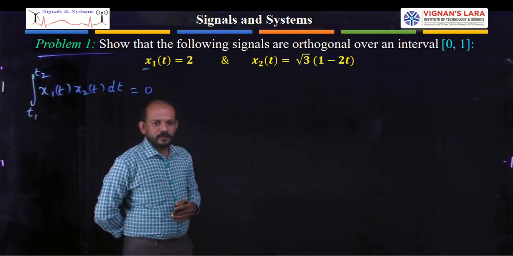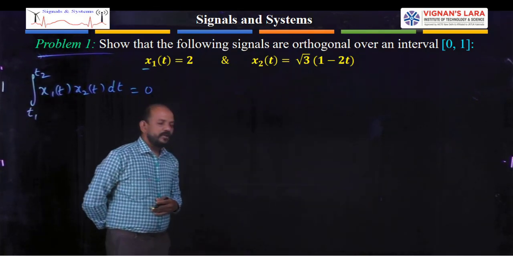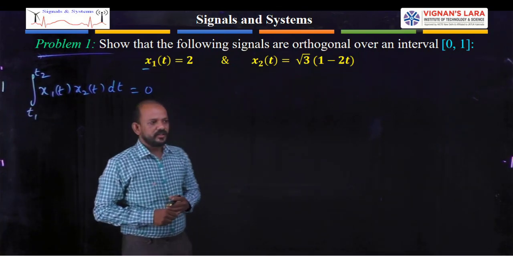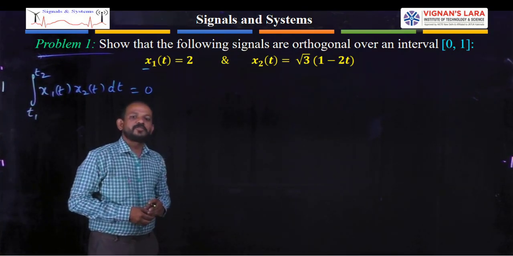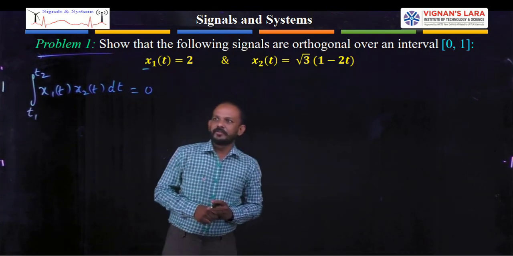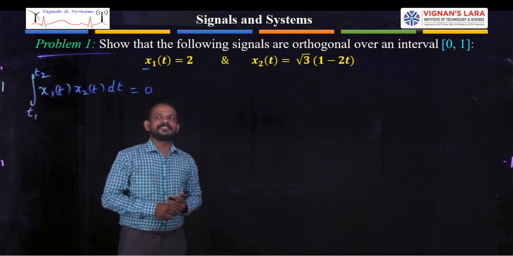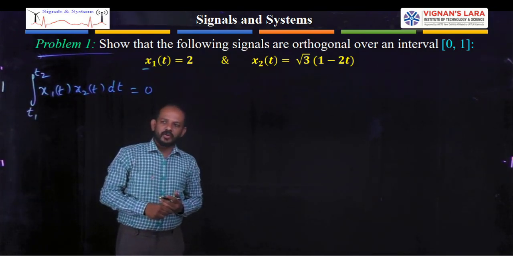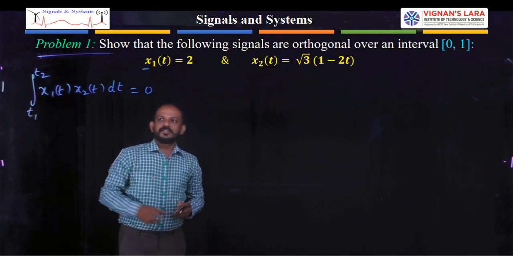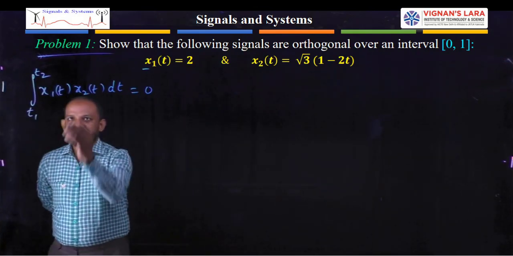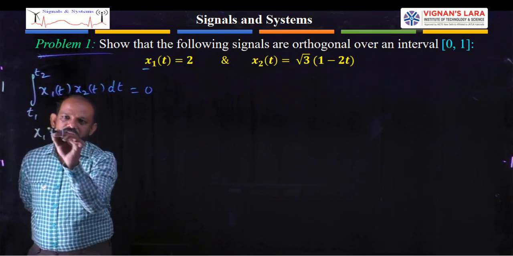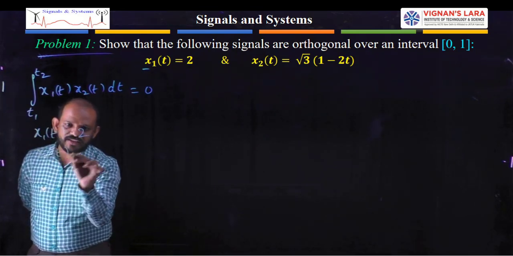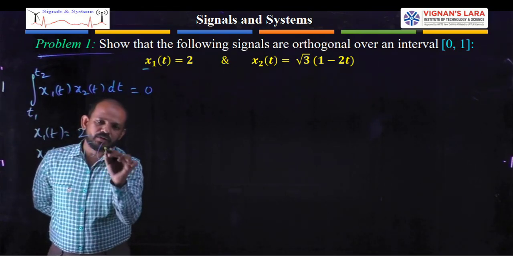In today's class we are going to solve some problems and prove whether the given signals are orthogonal by using this condition. We will do 2 or 3 problems based on the time. Now the first one, I will give you a problem with two signals: x1 of t equal to 2 and x2 of t equal to root 3 into 1 minus 2t.